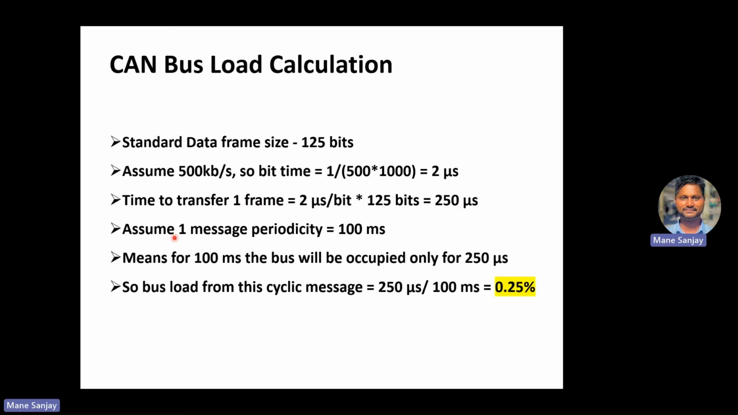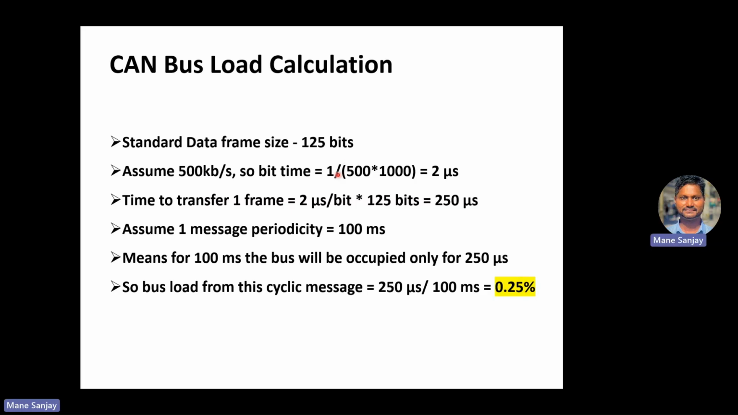Assume your message periodicity is 100 milliseconds. This means that for every 100 milliseconds, the bus will be occupied only for 250 microseconds, right? So what is the utilization of the bus? Out of 100 milliseconds, the bus is utilized to send this frame at this baud rate and frame size, 250 microseconds out of 100 milliseconds. So the bus load is only 0.25%, right? This is how the calculation is done.